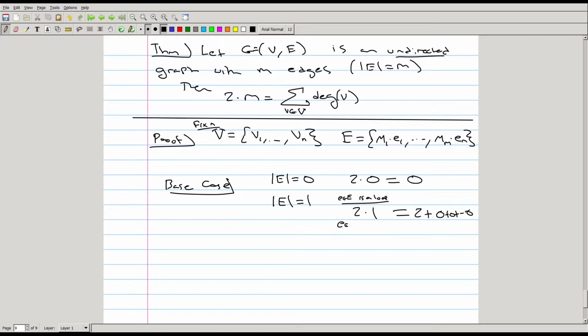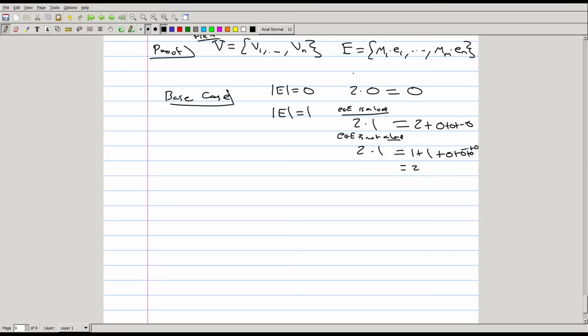Or if E is not a loop, it's a normal edge, and again 2 times 1 is going to be equal to the sum of the degrees, where the degree of two of the vertices in this list of vertices is going to be 1, and the rest is going to be 0. And therefore 1 plus 1 is 2, so this is satisfied for one edge. And you can go through and do as many base cases as you want, but this is enough for us.